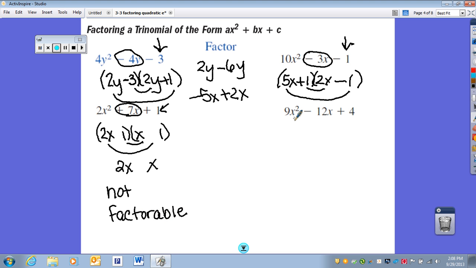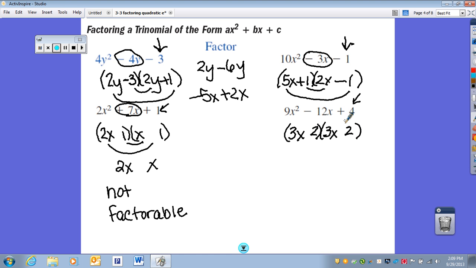In the next example, I have 9x squared minus 12x plus 4. I look for the greatest common monomial factor. They don't have anything in common. So what can I multiply together that's going to give me 9x squared? Could be 9x and 1x or 3x and 3x. I'm going to try 3x and 3x. And then what can I multiply together that's going to give me 4? I could do 4 and 1 or 2 and 2. I'm going to try 2 and 2.